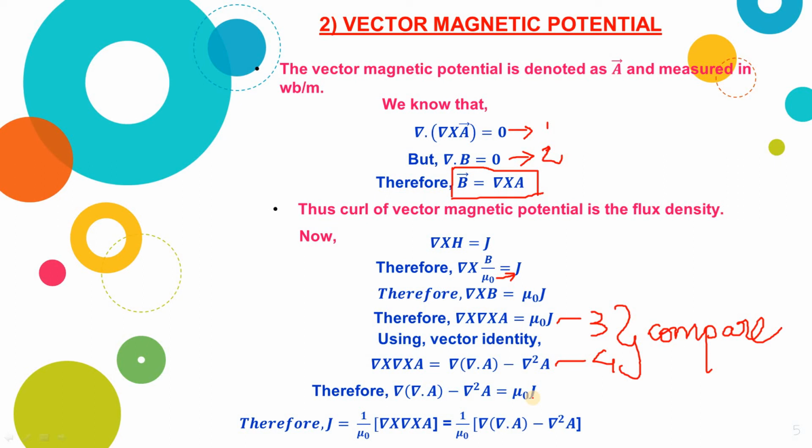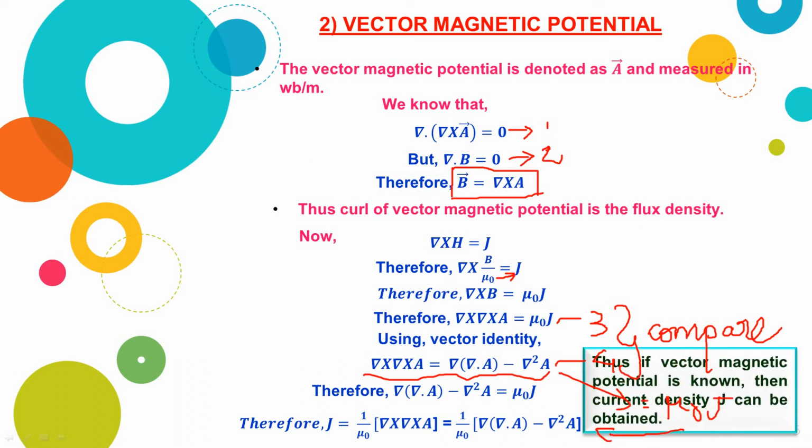From this we can obtain J is equal to 1 by mu naught into del cross del cross A, which is equal to 1 by mu naught into del of del dot A minus del square A. This is also equal to mu naught into J. So if the vector magnetic potential A is known, then we can obtain the current density.